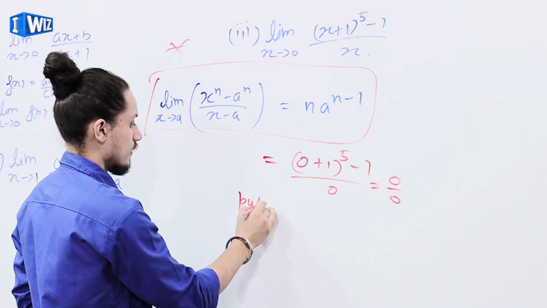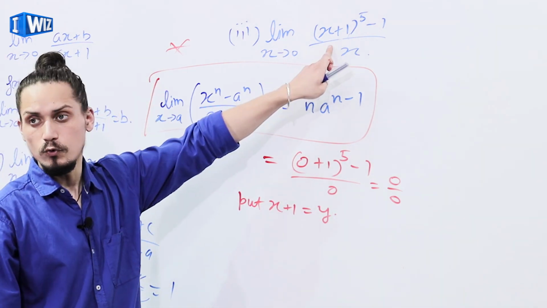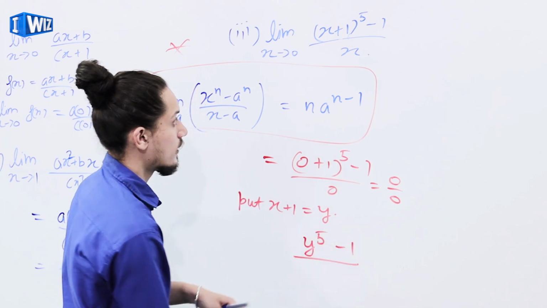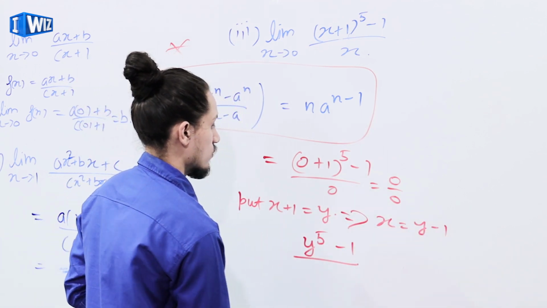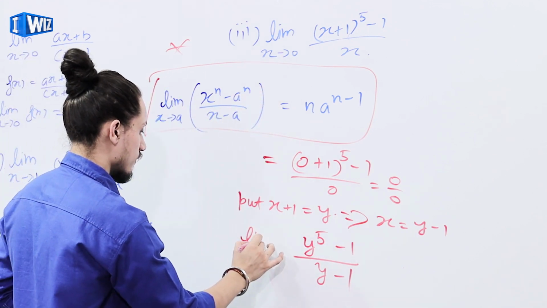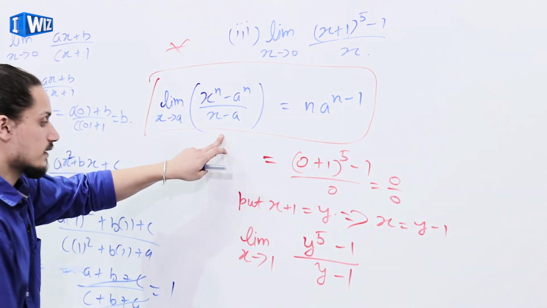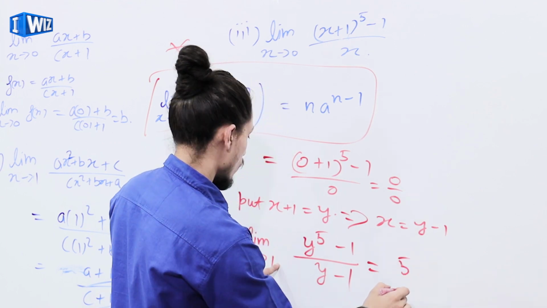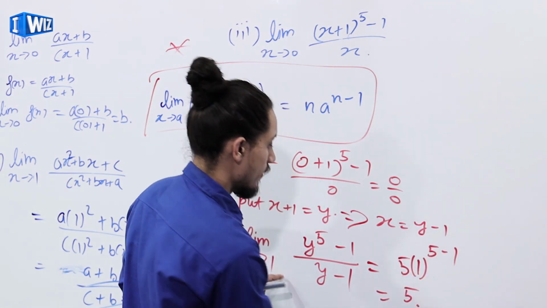So put x + 1 equal to y. If we put x + 1 equal to y here, we'll get y raised to power 5 minus 1 upon x. What will x be? This will imply x is equal to y minus 1. So I'll get y minus 1, and the limit, y will approach to 1. So in this case, we'll be reaching this state, which will be equal to 5 into 1, yes, 1 raised to power 5 minus 1, which is equal to 5, and hence the result.